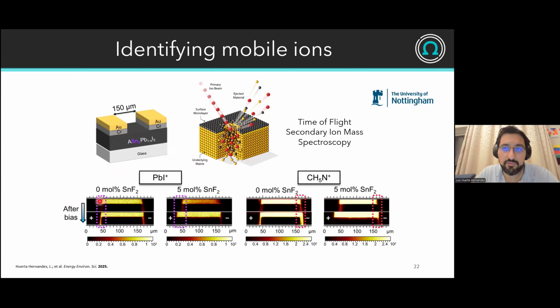And then you see that the samples without the tin fluoride, with more ion migration, show a preferential accumulation of iodide fragments after biasing. While the samples with 5 mole % tin fluoride, we do not observe this preferential accumulation of the fragments. And also interestingly, we see accumulation of organic cations on the negative electrode without the tin fluoride, while the samples with tin fluoride show a bit less accumulation. So this indicates that we might have a lot of iodide migration, but also interestingly, a bit of migration of the cations, which is formamidinium in this case.